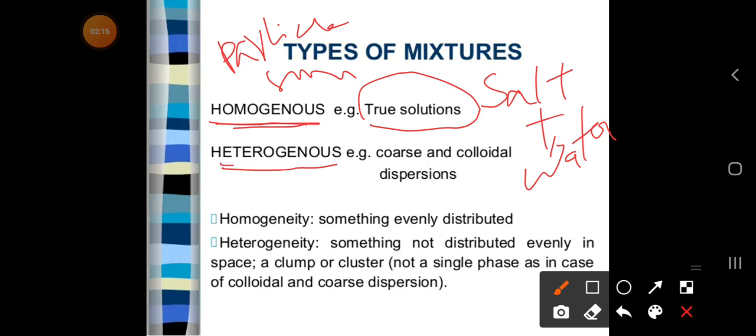Now we have the heterogeneous mixture. A heterogeneous mixture has different components. For example, if you add something, it is not going to dissolve. Those types of things we call a colloidal dispersion. Homogeneity means something evenly distributed, the same throughout. Something not distributed evenly in space forms different types of compounds. That we call a heterogeneous mixture. So this is nothing but the types of mixtures.